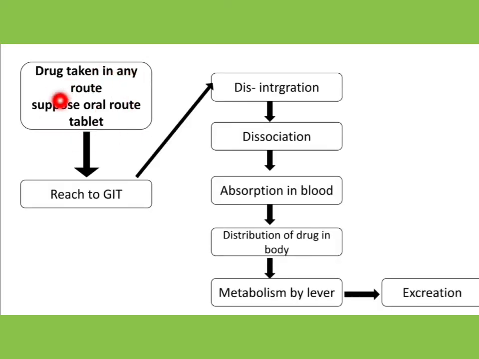Drug taken in any route, suppose oral route tablet, reaches the GIT, and then disintegration and dissociation. Disintegration means breakdown of that tablet into smaller particles, and dissociation means the mixing of those smaller particles of the tablet into fluid. That fluid will be absorbed by the villi present, and then it will reach the blood flow, and that blood flow will distribute the drug all over the body. Then metabolism by the liver will be there, and after that excretion, depending on what type of drug you have taken. This is how the pharmacokinetic process goes on.